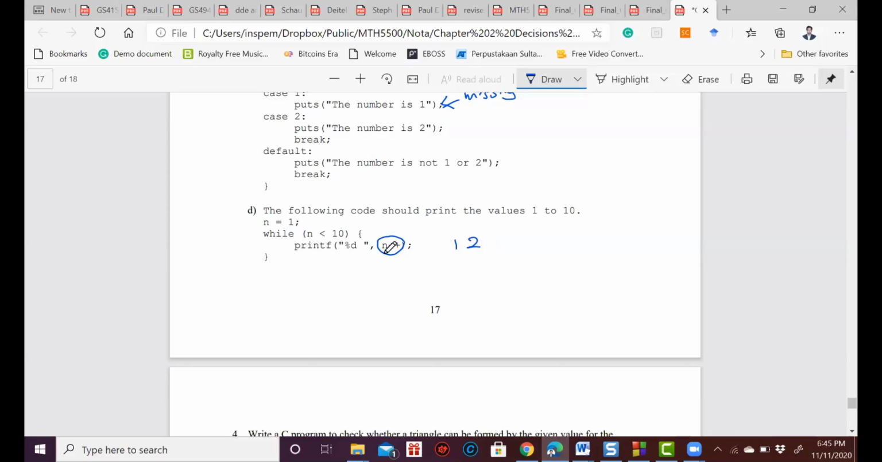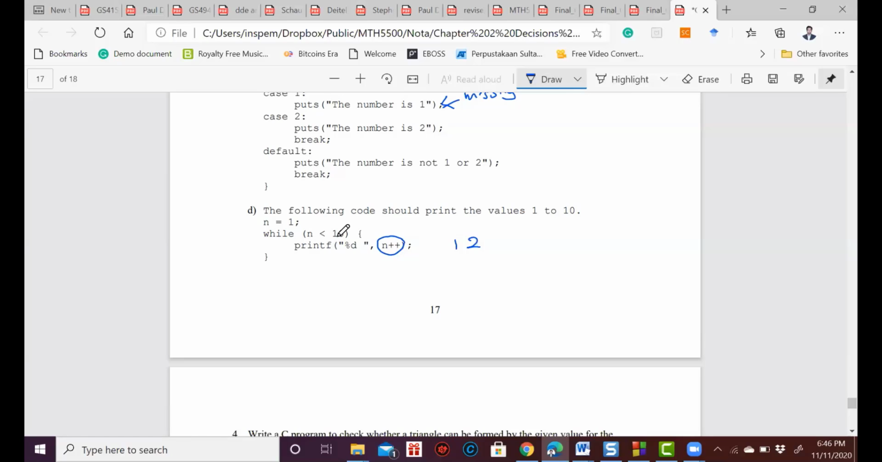Do you still remember what plus plus means? Okay, so for n plus plus, we need to consider two values: the value for n plus plus and the value for n. We want to print the value for n plus plus. For n equal to 2, n plus plus is 2, not increased, so we print 2. But the value for n becomes 3. And then we repeat the process again.